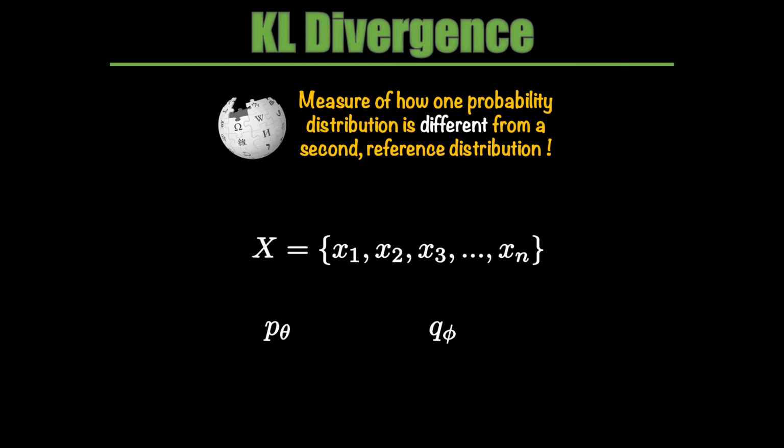For example, P could be the Student distribution that has 3 parameters and Q could be the normal distribution that has 2 parameters. Here I am showing you a way of computing the probability for x1 using both of the probability distributions that we have.